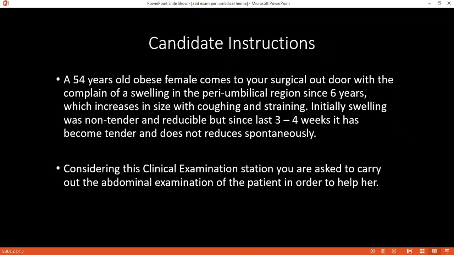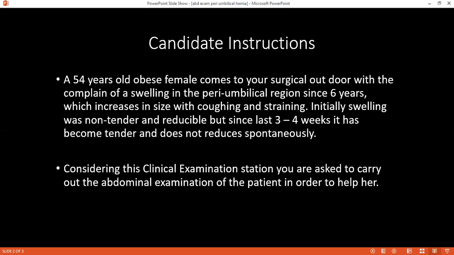Please. A 54-year-old lady presented with the complaint of swelling in the periumbilical region. On examination, she has a 4 by 5 centimeter expansile swelling in her periumbilical region, which has smooth borders, smooth surface, well-defined borders, and it is non-reducible. There are no overlying skin changes, and the swelling is dull to percussion, and the bowel sounds are absent over the swelling.